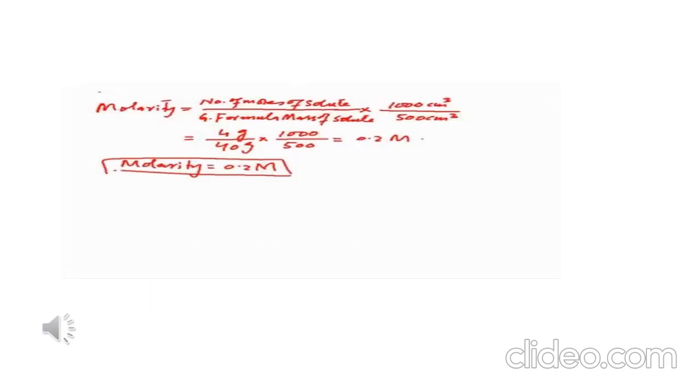So using the formula, the molarity of the solution is equal to mass of the solute by gram molecular weight of the solute into 1000 by volume of the solution. That is 4 by 40 into 1000 by 500, which is equal to 0.2 molar. So therefore, the molarity of the solution is equal to 0.2 molar.